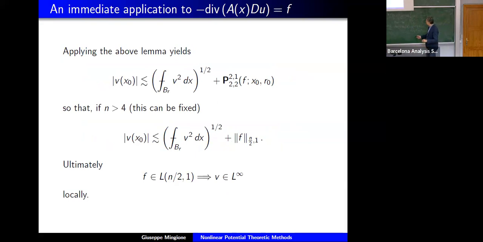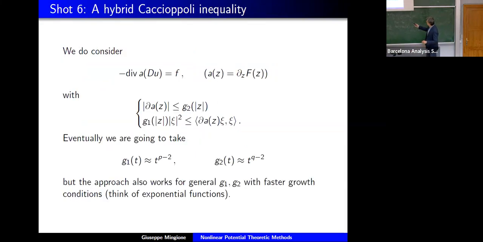Second example. Now we go to a hybrid Caccioppoli inequality. Now we go to the G2, G1 as before. G1 is this guy, and G2 is this guy. So we are in the PQ case as before. Now we see how this works in the nonlinear case.